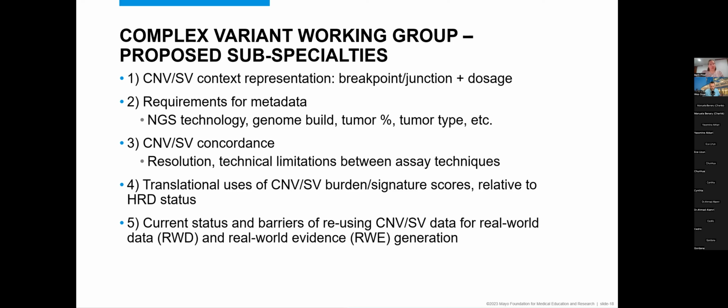And then 5th here, we have current status and barriers of reusing copy number variants and structural variant data for real world data and real world evidence generation. And I think this was a point that was brought up by the AMIA group that we thought was so good that we added it here too.